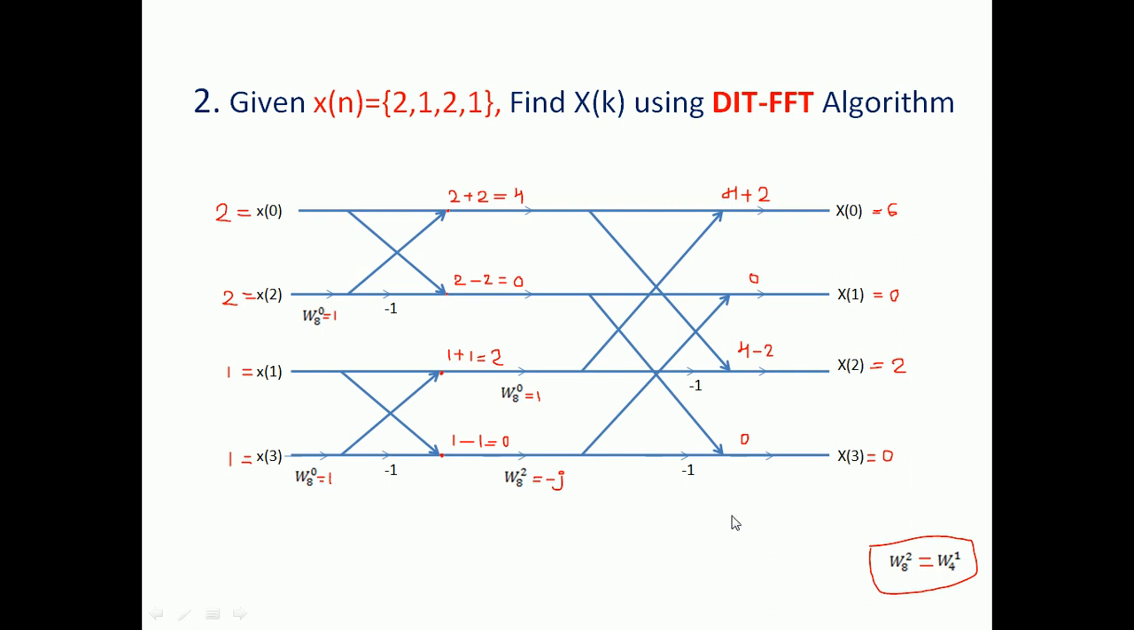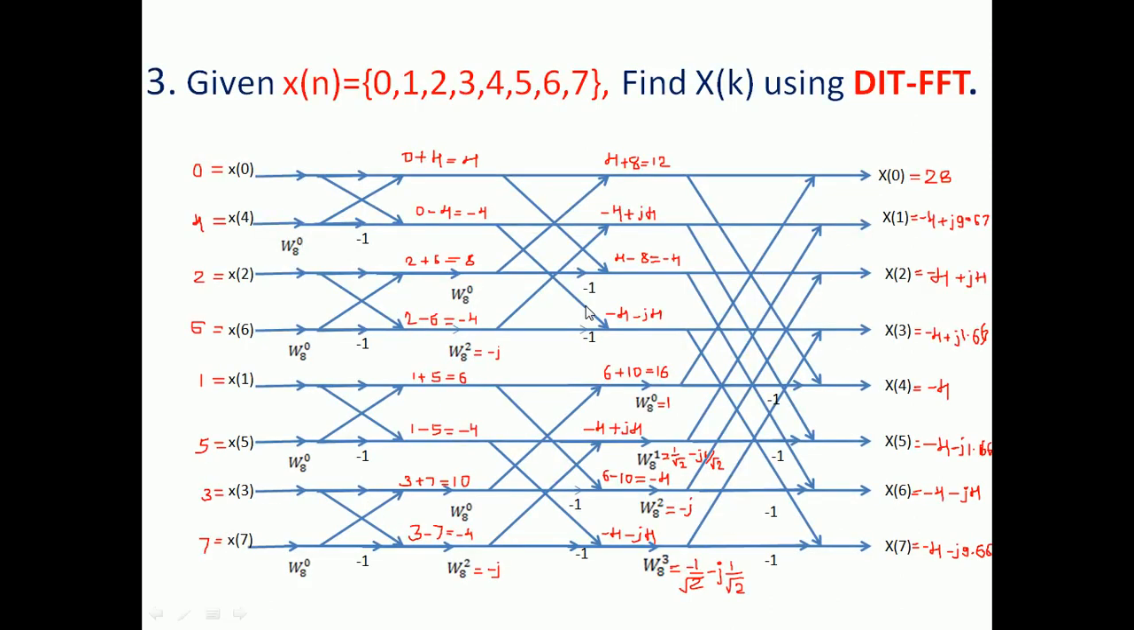Okay. So after this, now we will take the 8-point DFT of a sequence. X of n is given by 0, 1, 2, 3, 4, 5, 6 and 7. Find x of k using DIT FFT. When DIT FFT is mentioned, then you have to draw the entire flow graph diagram.